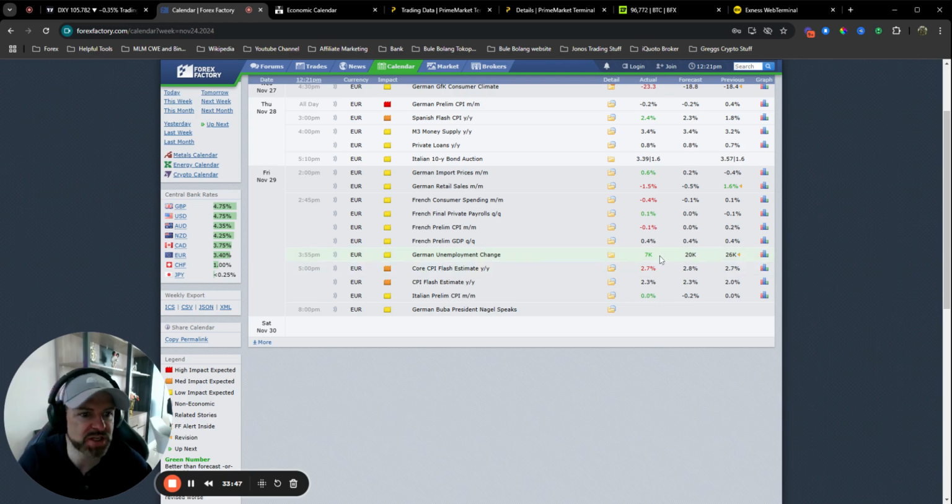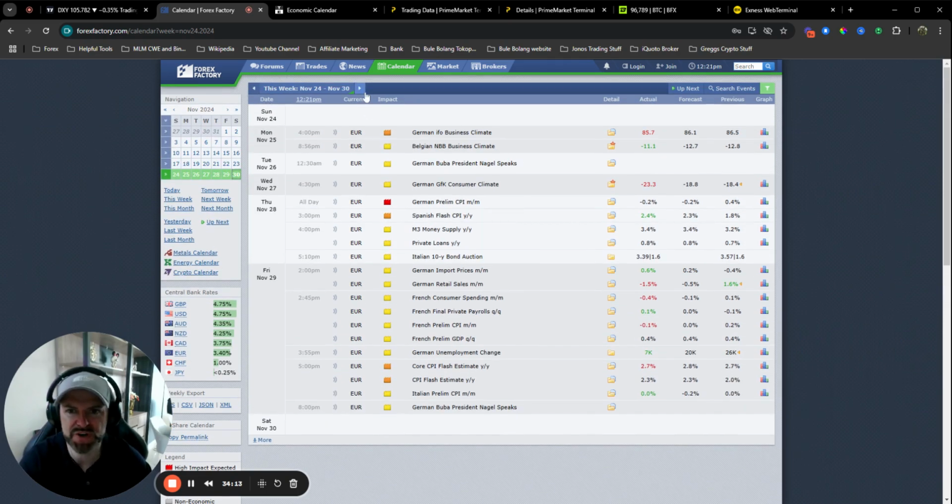German unemployment change, 7K, so that's very good. A lot of people have got jobs compared to the last one. Core CPI flash estimate year on year is the same, sticky. Again, don't be fooled because it's red, thinking it's negative. They just thought it would be higher and it came in the same, okay? So it's sticky. CPI flash estimate year on year is up. Italian prelim is the same. So the euro's pretty weak right now.